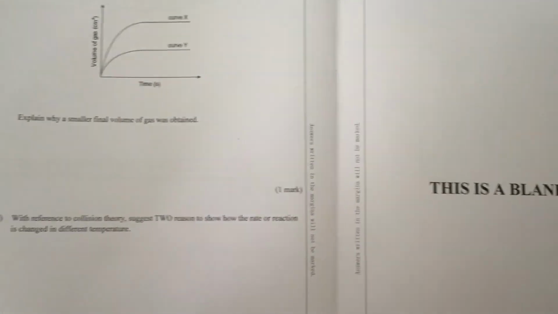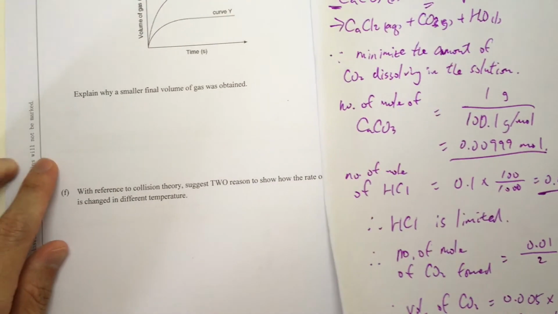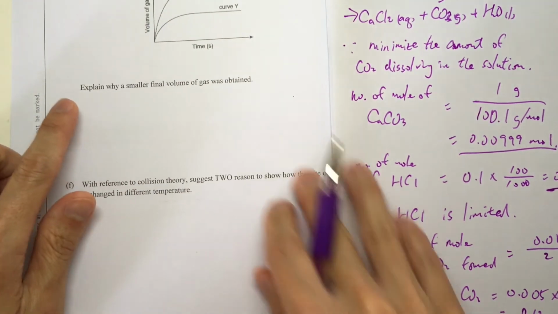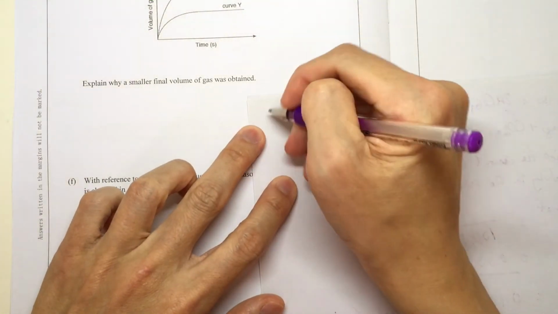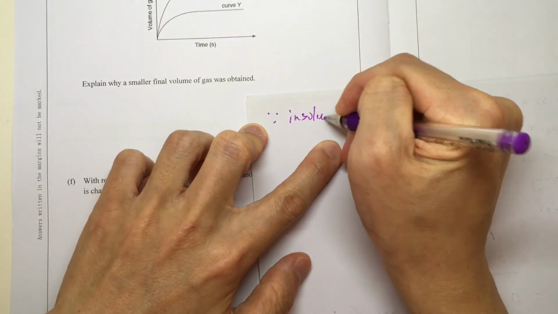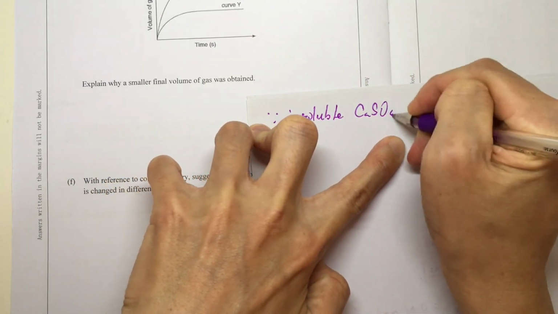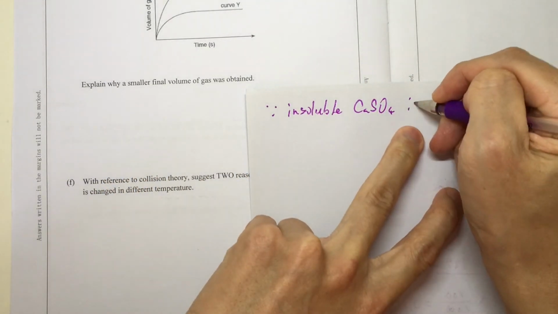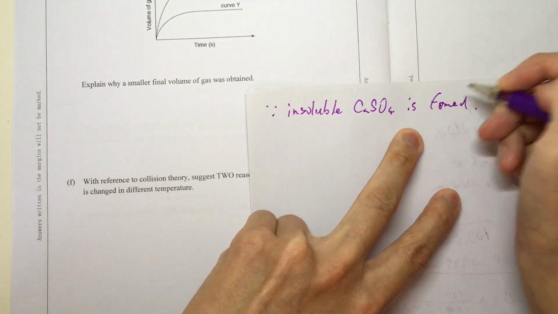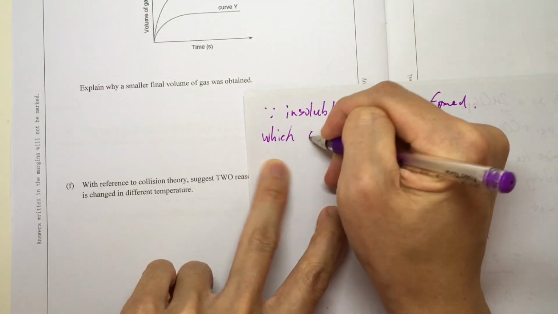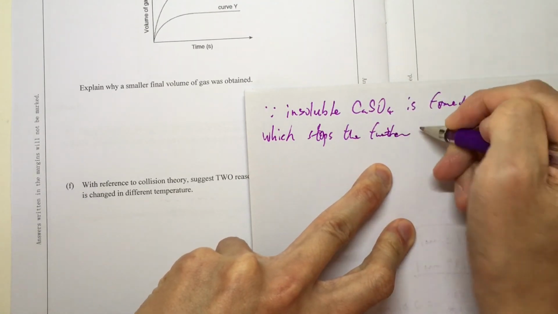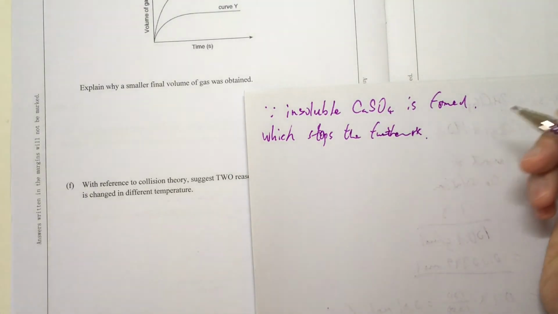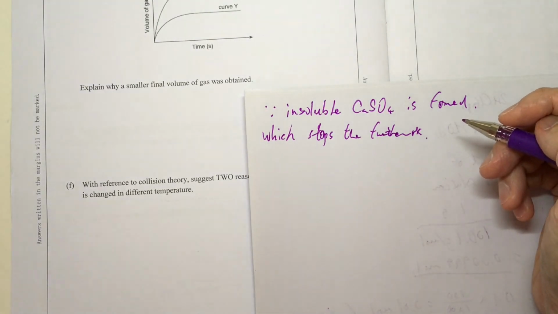And part E, we repeat the reaction, this time with sulfuric acid, in curve Y. Why will a smaller volume be obtained? Because, well, easy, because insoluble calcium sulfate is formed, which stops the further reaction.